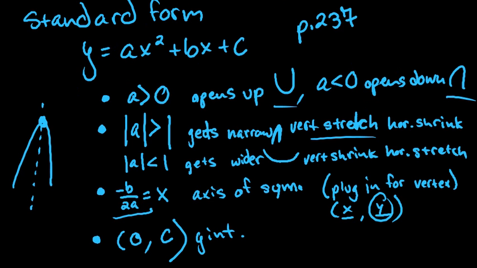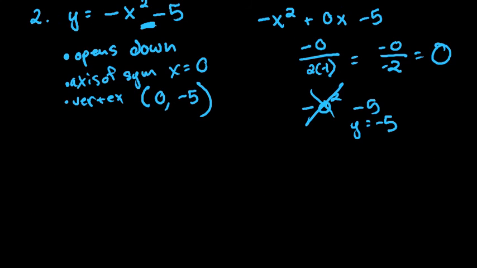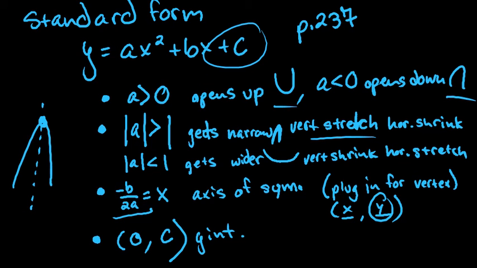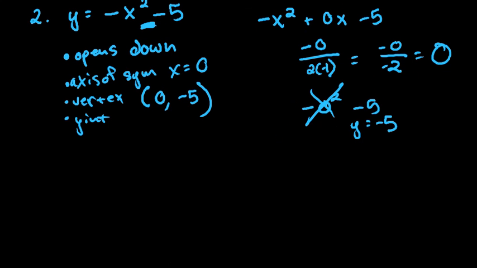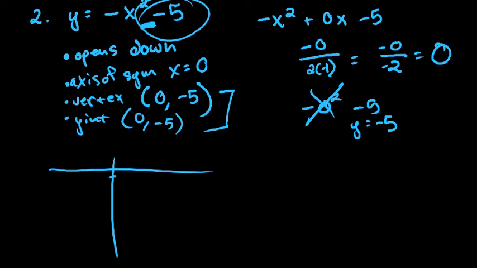Well, let's see if I can find my third piece of information, my y-intercept. I need to look for my c. So my y-intercept is 0, -5. Looks like my vertex and my y-intercept are the same. If I were to graph it, keeping in mind it opens downwards, it's going to look something like that. I would find some x and y values and plot some points. So I'd pick -1, -2, 1, and 2, and be able to graph it that way.